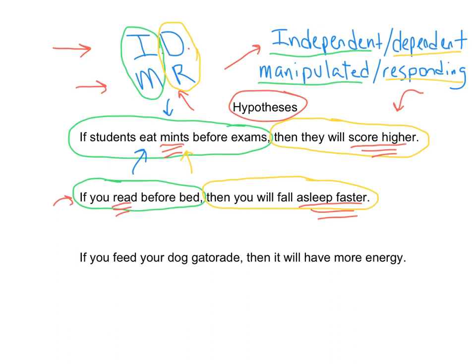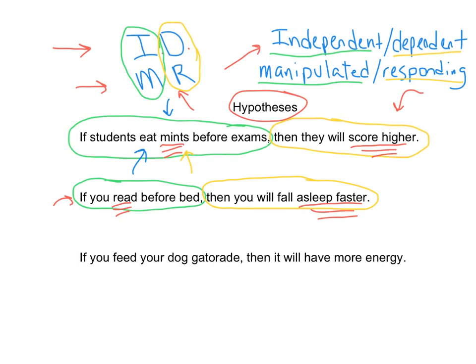Now, obviously you're going to need a control group. The control group is going to be people that do not read before they go to bed. Because we won't know if you go to sleep faster by reading unless we can compare it with people that don't read before they go to bed.